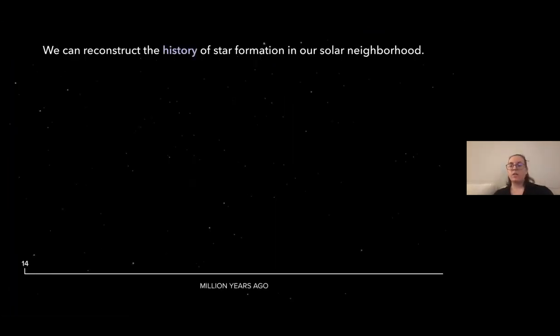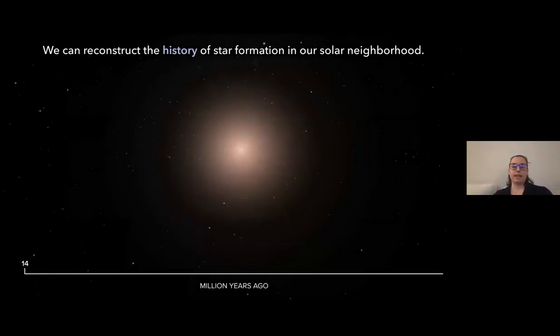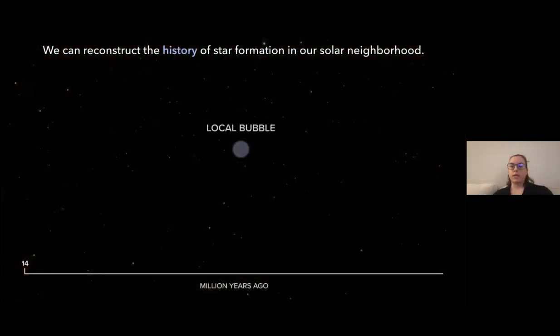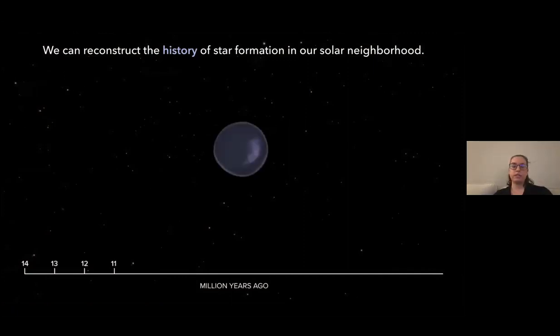So basically, if we know the present positions and motions of the clusters, we can trace them back in time and figure out where they were in the past in order to reconstruct the history of star formation in our solar neighborhood. And what we're proposing is that about 14 million years ago, powerful supernovae started exploding in clusters in what is now known as the Sco-Cen stellar association.